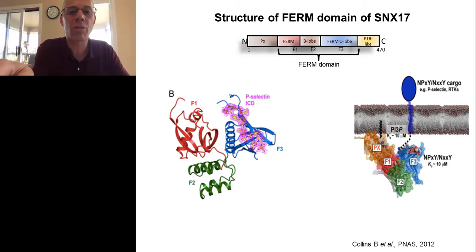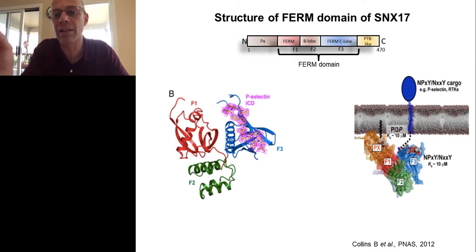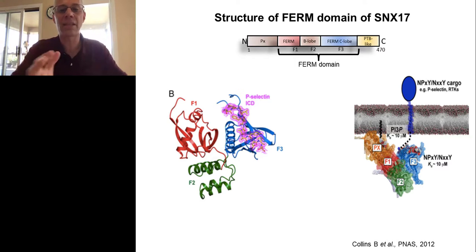And it also has what's called a FERM domain, which has different lobes in it. But overall, the FERM domain binds to receptor tails, to various sequences in receptor tails. In this particular case, it's a sequence made up of NP, any amino acid, and Y, a tyrosine, or any amino acid, tyrosine. So either of these two types of motifs. And receptors that have these motifs will interact many times with the FERM domain of SNX17. So it's kind of linked to the membrane in two different ways.